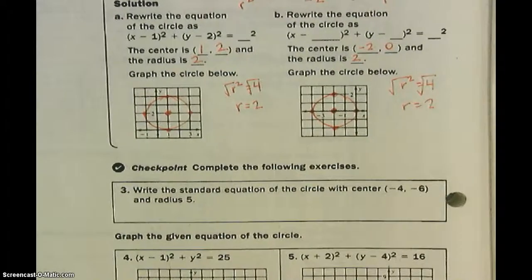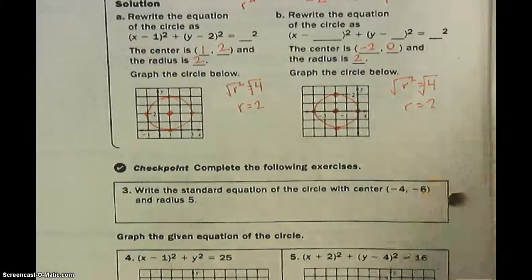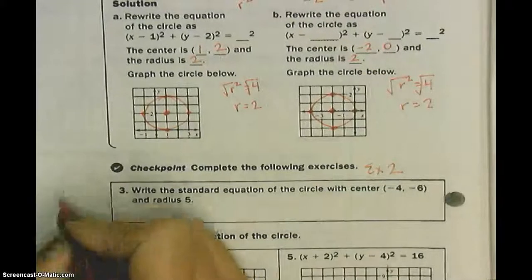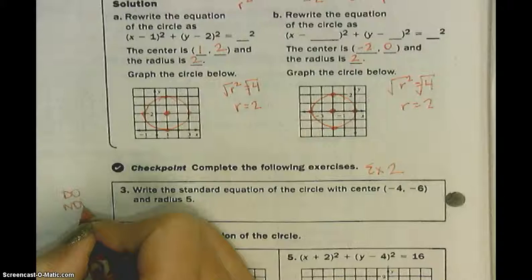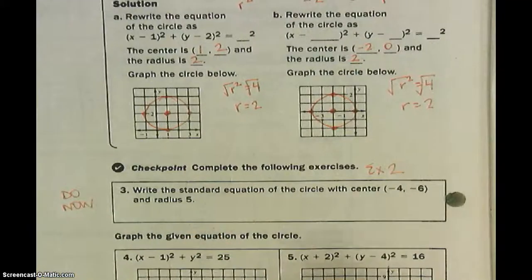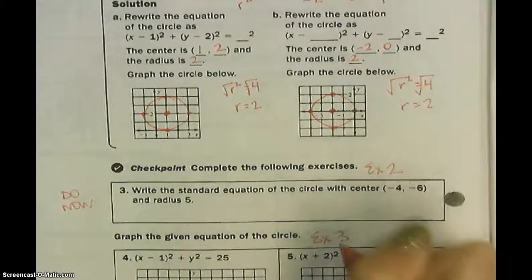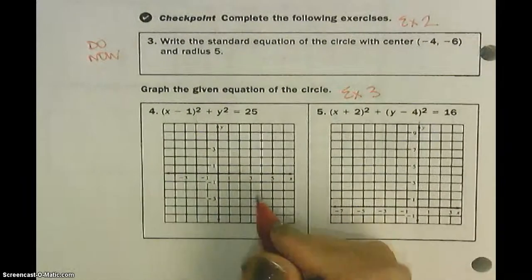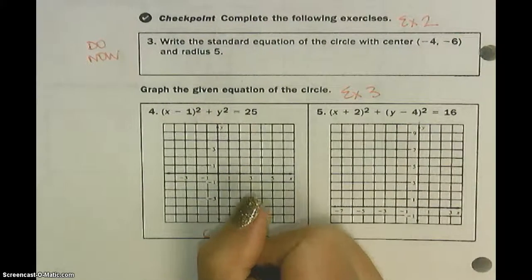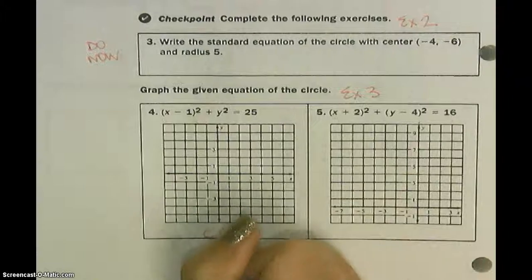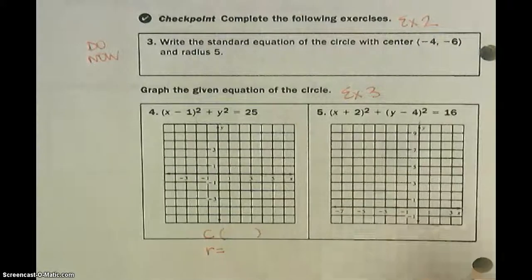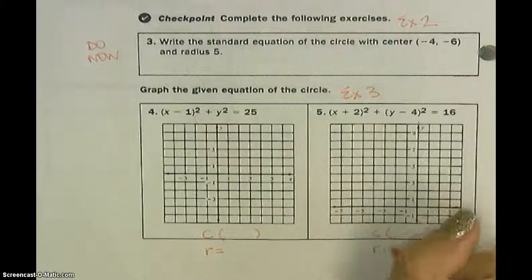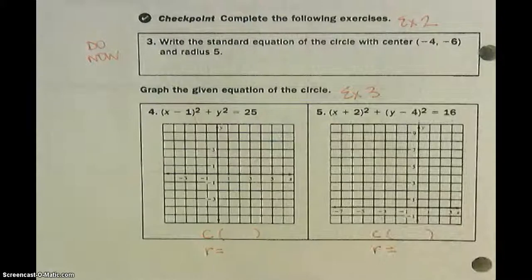All right, write the standard equation of a circle. This is like example 2. I want you to do this now. Go look at that example if you need to. And this is like example 3. So I want you to take your time. I want you to tell me where the center is. Give me the point that the center is. I want you to tell me what the radius is, and then graph it. Where is the center? What is the radius?